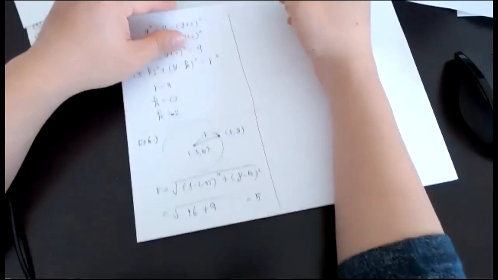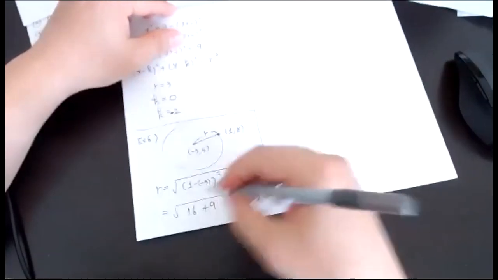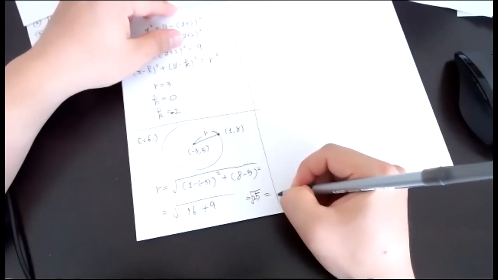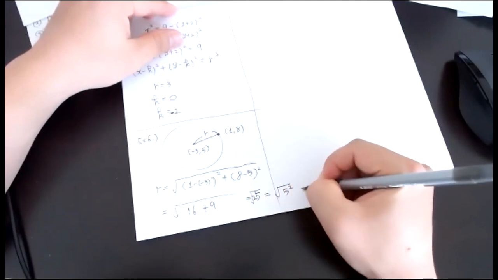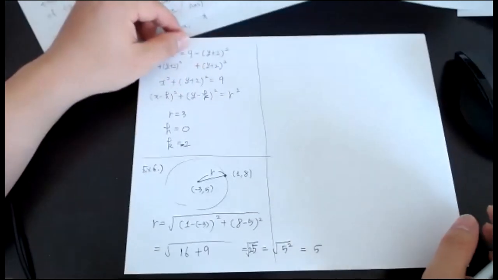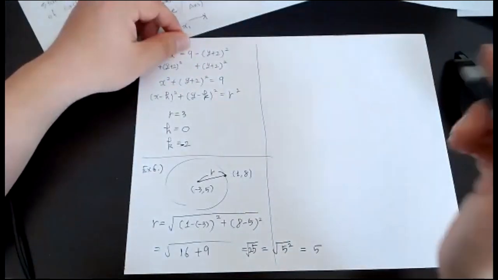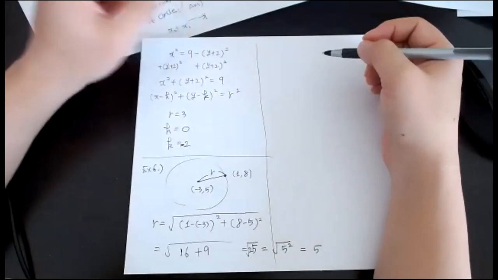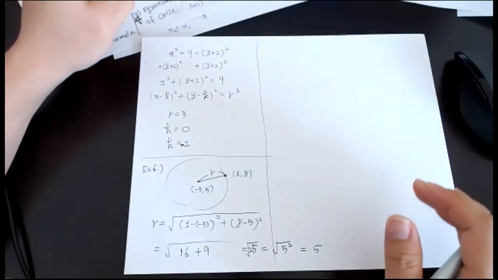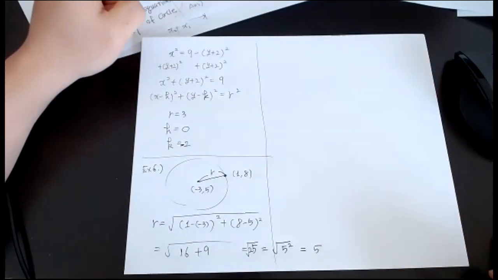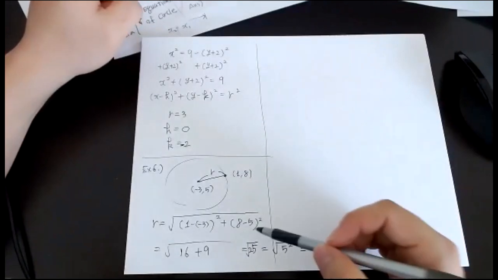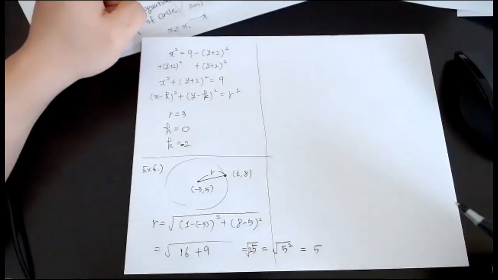So now this is square root of 25, but square root of 25 is nothing but 5, right? Square root of 25 is equal to square root of 5 squared. This is equal to 5. Okay. So now we got the radius, right? Because the key point is the center point is given, and a point on the circle is given. Then using the distance formula, you can find out the radius.